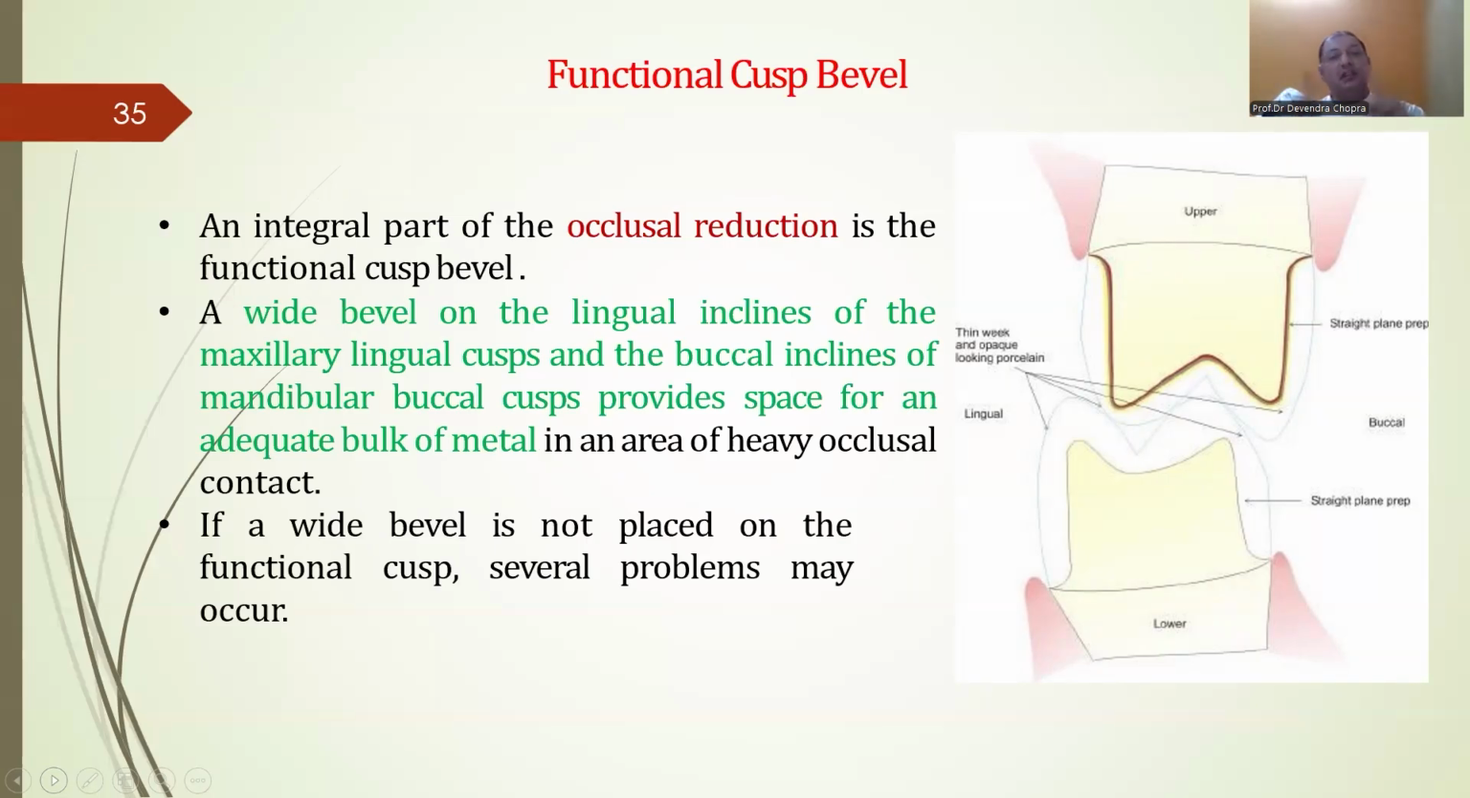So, if you leave a sharp edge, what is going to happen? There will be a stress concentration on that sharp area, sharp line angle, and it will lead to what? It will lead to either chipping of your feldspathic porcelain, or sometimes, in heavy masticatory occlusal load, it can even fracture your crown from that particular area. Okay, so functional cusp bevel is something really important. Next slide.